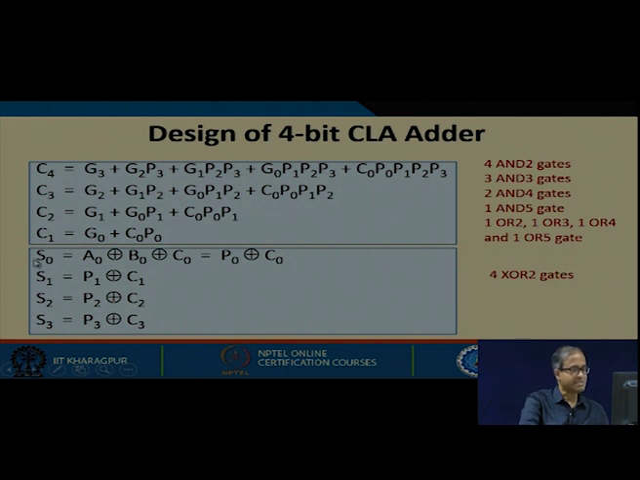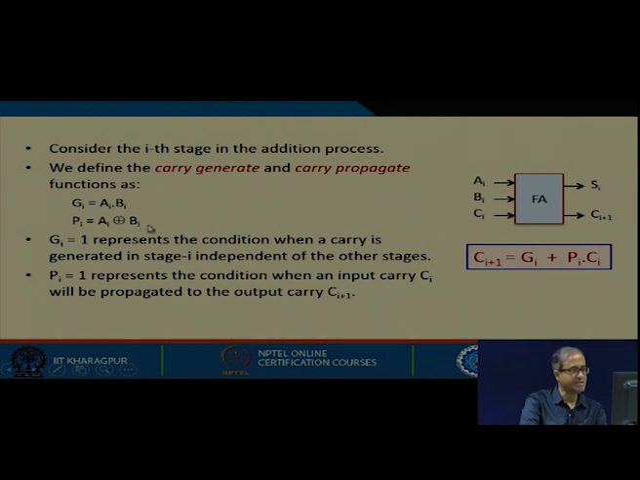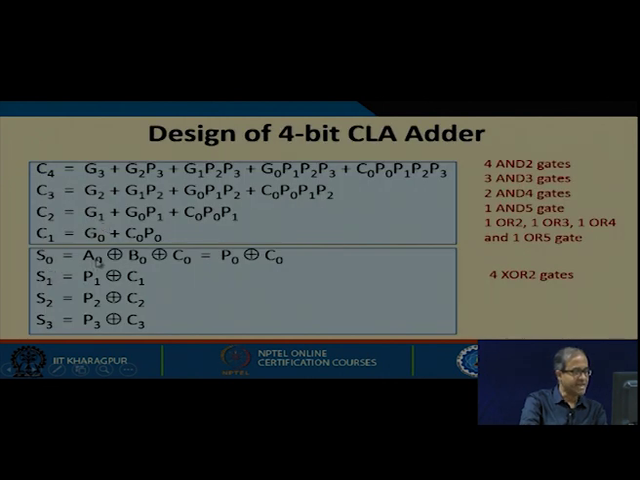sum for a full adder is nothing but the XOR gate of the 3 inputs. Now, the carry propagate function we have already defined. Carry propagate function is nothing but the XOR of the inputs. So, this A0 XOR B0 I can replace by P0. Similarly, S1 I can write as P1 XOR C1, S2 I can write as P2 XOR C2, and so on. So, I have derived some expressions for C1, C2, C3, C4 in terms of the carry generate and carry propagate.